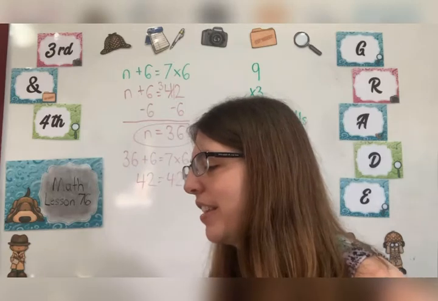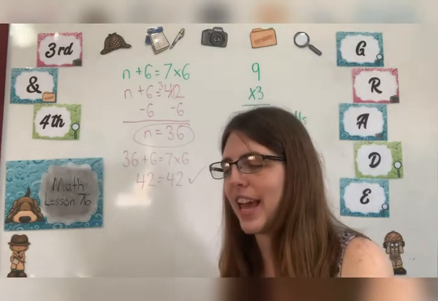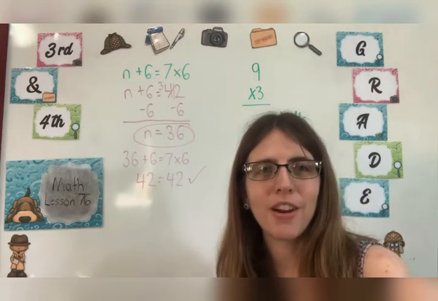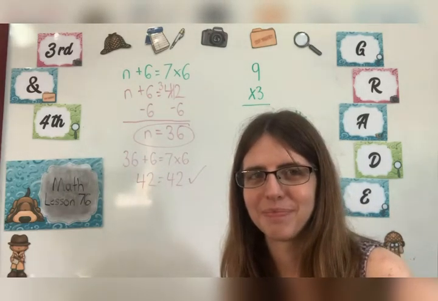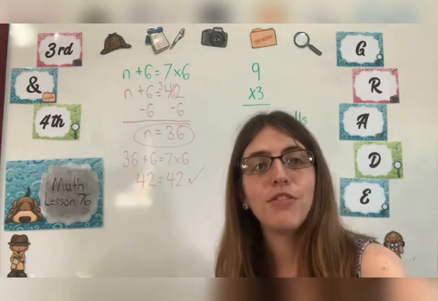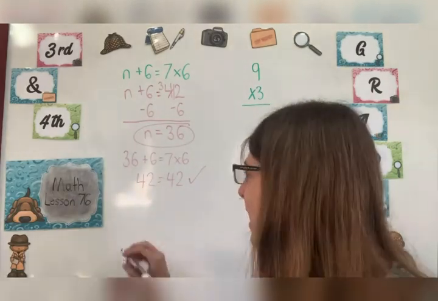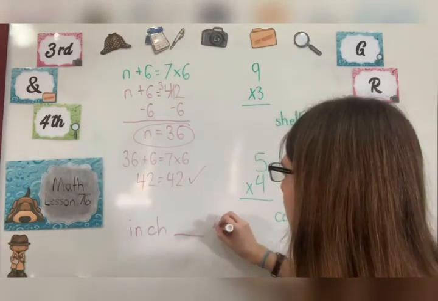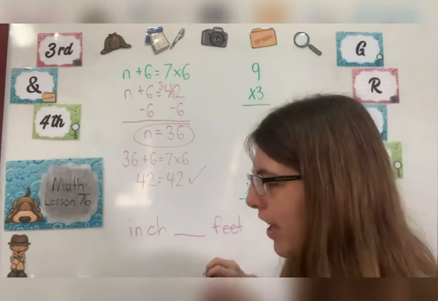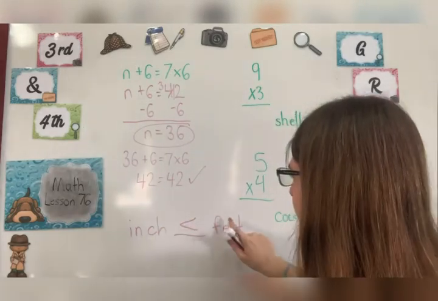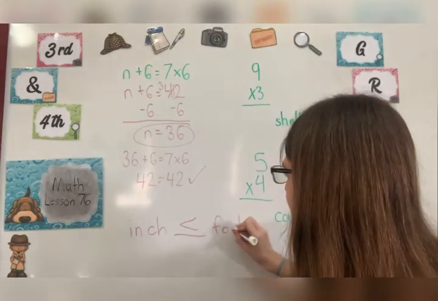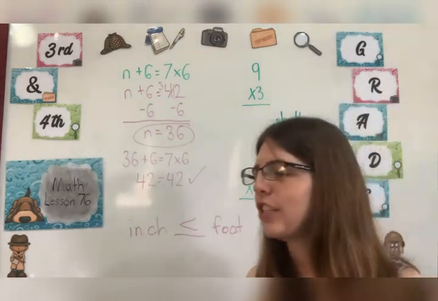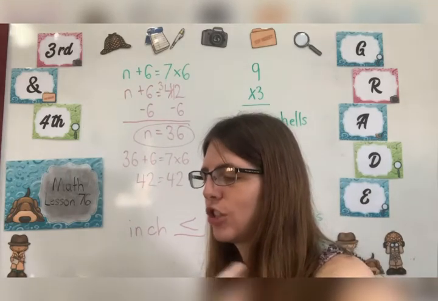Number 6 says fill in the blank with greater than or less than. So letter A says inch and foot. Which one's bigger, the inch or the foot? Foot, right? So that means you need to write the bigger side pointing towards the foot. Oops, I wrote feet instead of foot. There we go. So the inch is less than the foot. And you need to do that with each one of those measures.